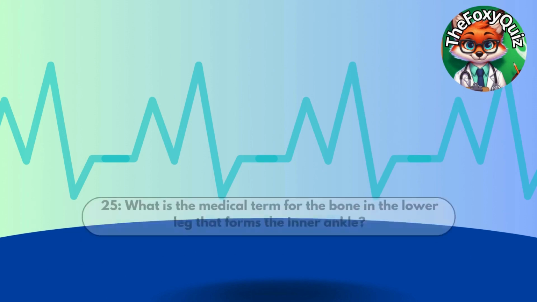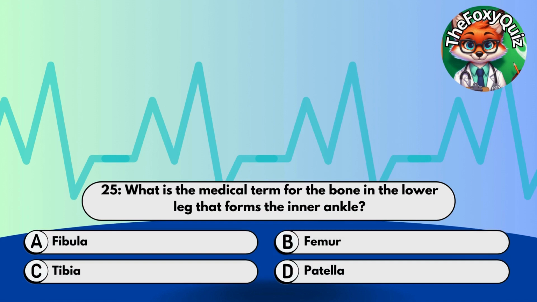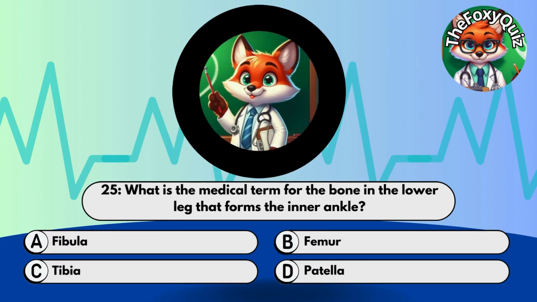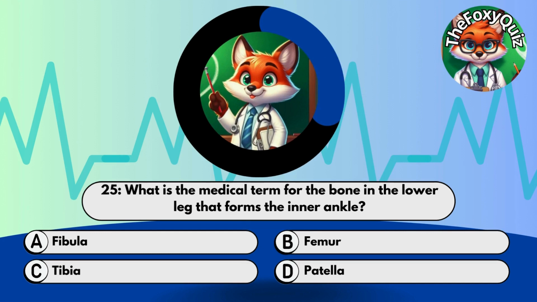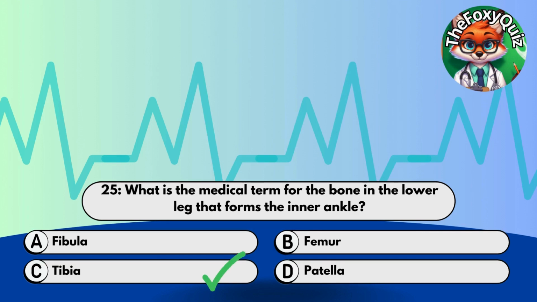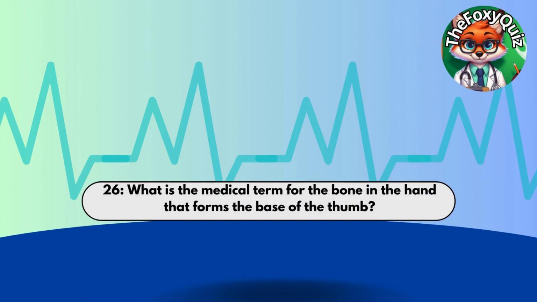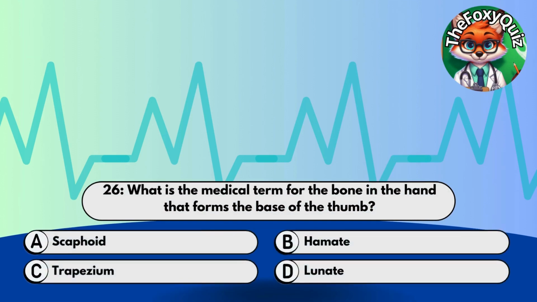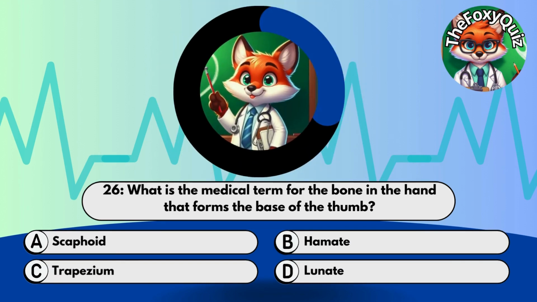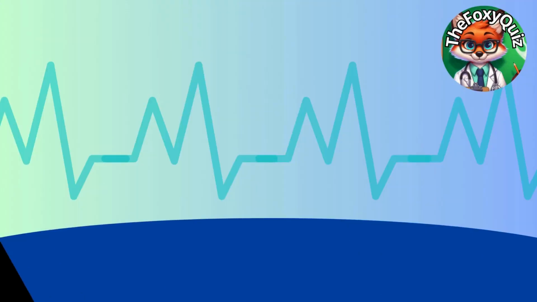Question 25. What is the medical term for the bone in the lower leg that forms the inner ankle? Your decision? A, B, C, or D? Answer C, tibia. Question 26. What is the medical term for the bone in the hand that forms the base of the thumb? Which option would you select? A, B, C, or D? Answer C, trapezium.